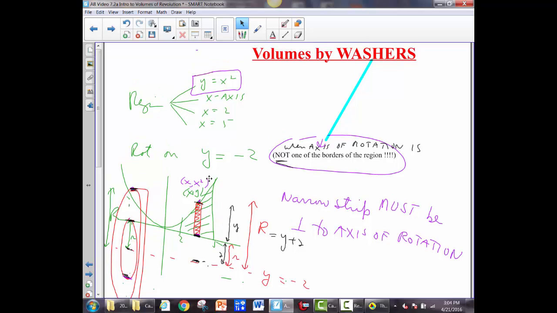So here's our y equals x squared, x-axis, x equals 2, x equals 5. So here's our shaded region. We're rotating along a horizontal line, y equals -2. So that's horizontal, which means our little rectangular strips have to be vertical. And therefore, now when you rotate, now watch how I do this, okay?